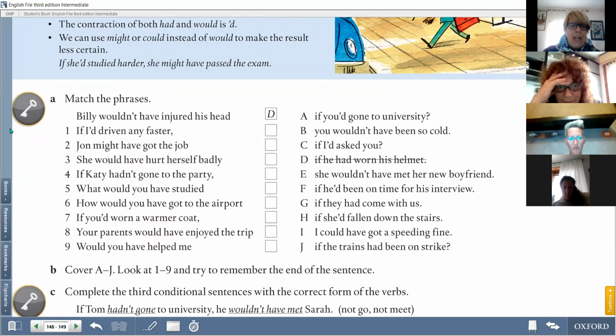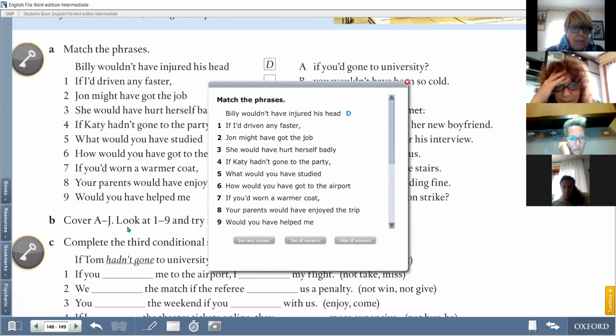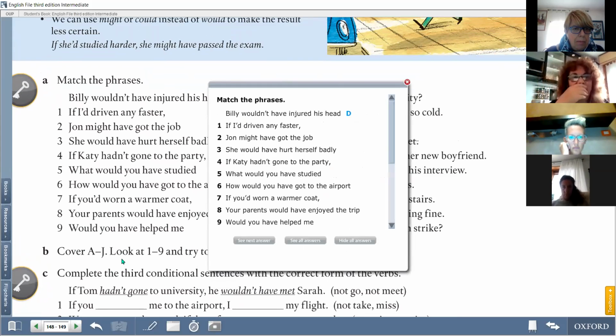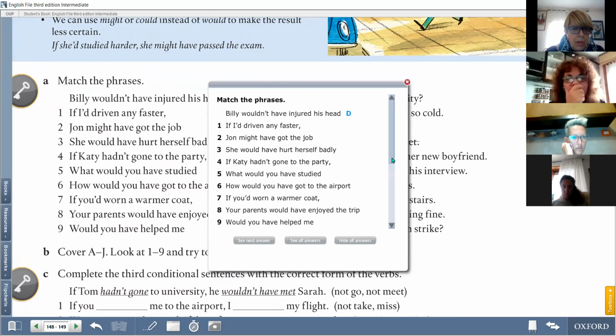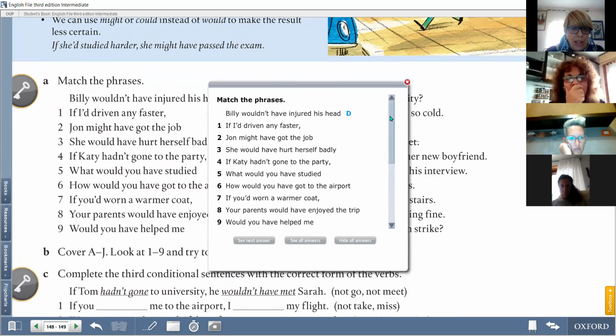So match the phrases. It's very nice. So you have to put the first part of the sentence and match it with the second part. So for example, this is Billy wouldn't have injured his head if he had worn his helmet. Okay. So let's do it here, because in this way you find it easily.